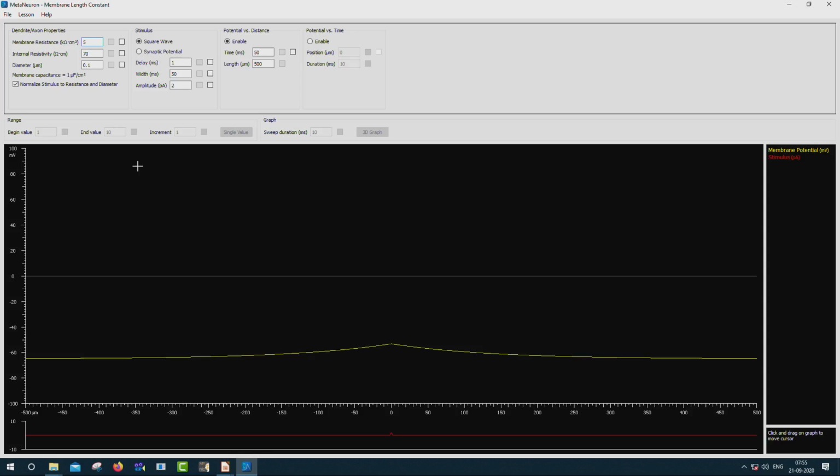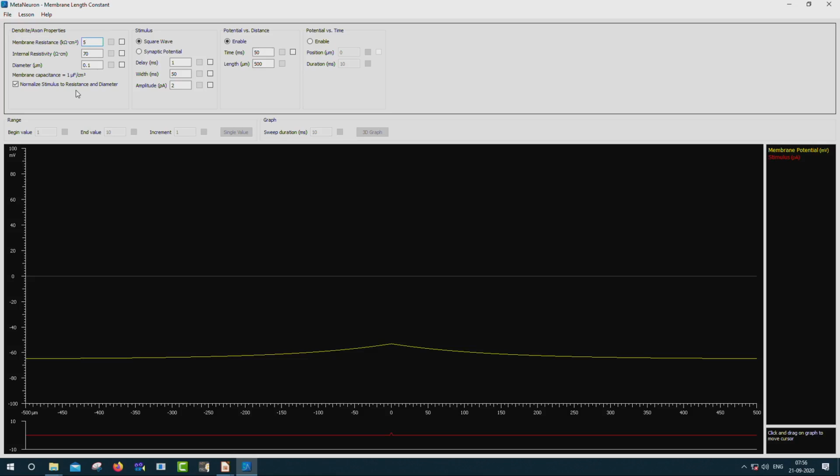Okay. So this is the Metaneuron program, and here I have checked the membrane length constant demo, and just to briefly take you through the different boxes. On the top left you have the dendrite or axon properties. So here you have the membrane resistance, in kilo ohms centimeter squared. You have the internal resistivity, which is ohm centimeter, and you have the diameter. Here it's 0.1, and this is in microns, and membrane capacitance is at 1 microfarad per centimeter squared. And here we have normalized the stimulus to the resistance and the diameter. Otherwise, you'll get graphs which will go out of the visual area.